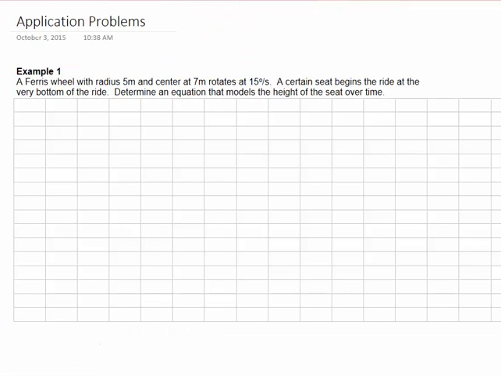Here is the next problem that we're going to do. We have a Ferris wheel with a radius of 5 meters. So when we see that the radius is 5 meters, let's just do a little sketch here. What we recognize even from that last problem is that radius must be the same thing as amplitude. So that helps us right there to start to get organized.